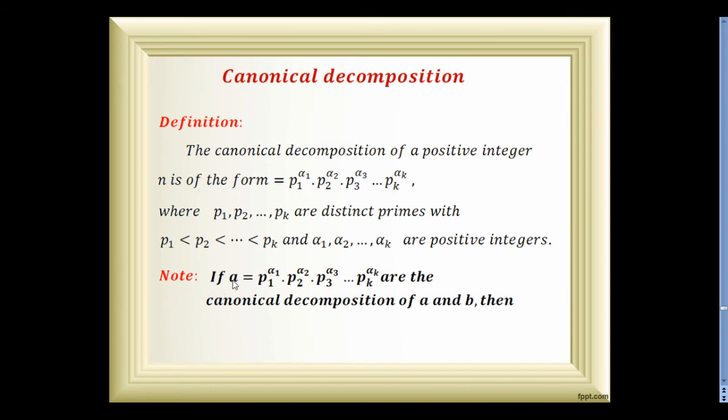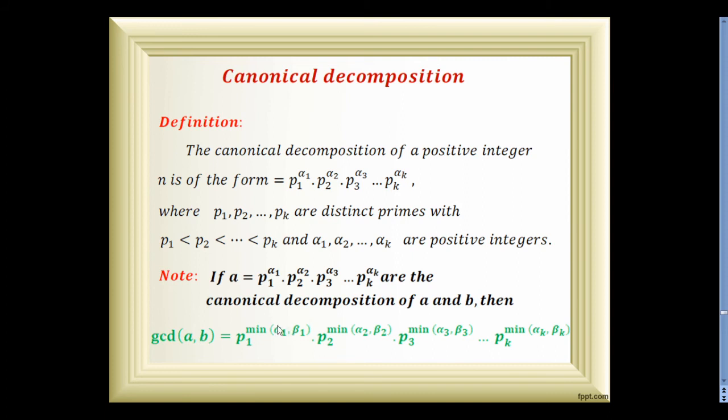And note, if a is equal to p1 power alpha 1, p2 power alpha 2, p3 power alpha 3 up to pk power alpha k, and b is written the same way with powers beta, as the canonical decompositions of a and b, then we write GCD of a comma b is equal to p1 power minimum of alpha 1 comma beta 1 into p2 power minimum of alpha 2 comma beta 2, p3 power minimum of alpha 3 comma beta 3 and so on up to pk power minimum of alpha k comma beta k.